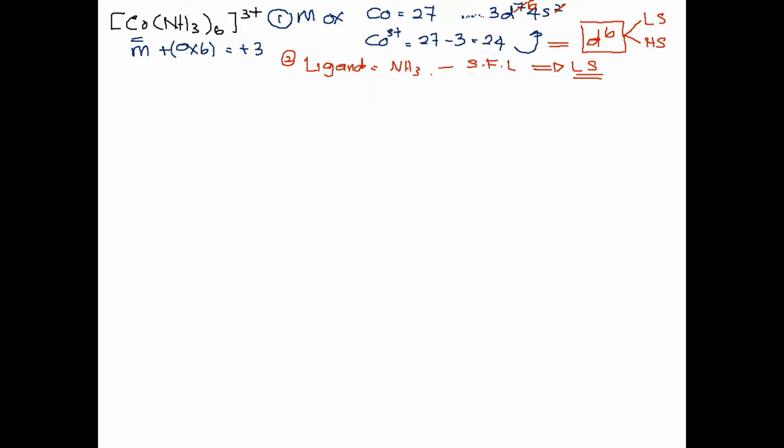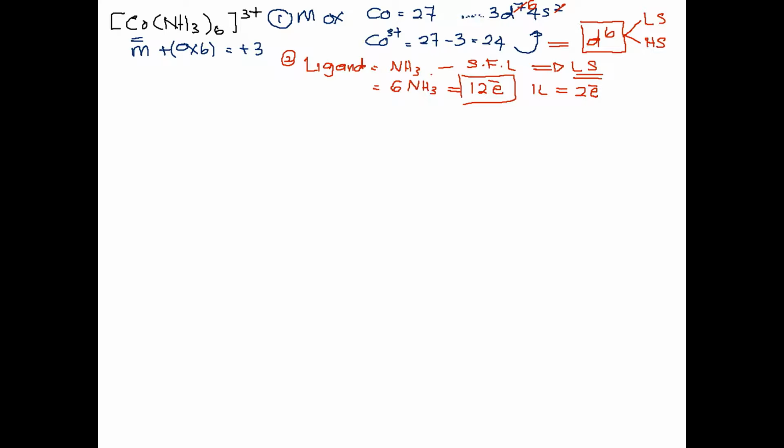And then your ammonia here has 6 ammonia molecules. So it means that it will have 12 electrons. One ligand will contribute 2 electrons, so if you have 6 ligands, it means that it will have 12 electrons.